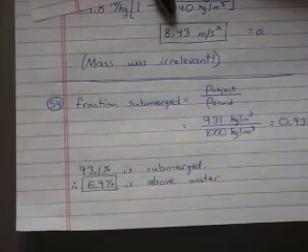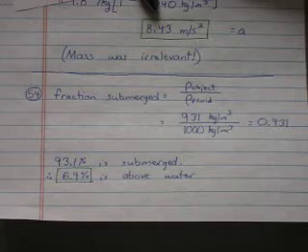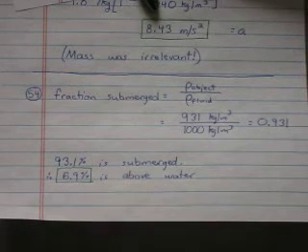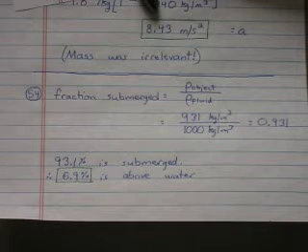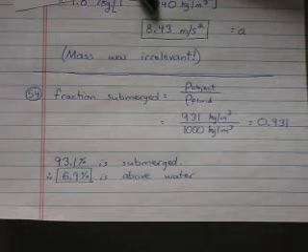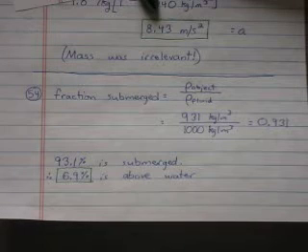Number 54, hopefully very quick and straightforward. Number 54, ice is floating in pure water. What fraction of the ice's volume is above the water's surface? If its specific gravity is 0.931, that means that 93.1% of it is submerged.